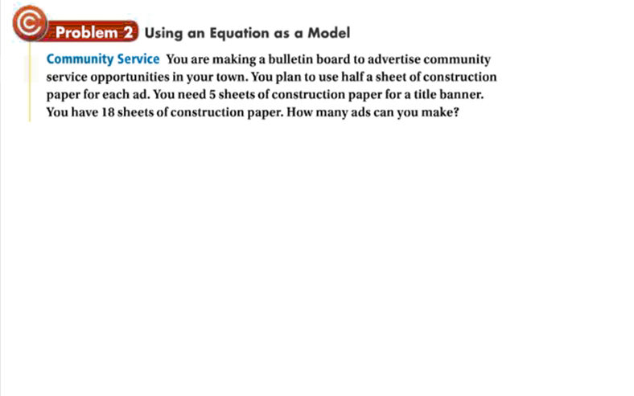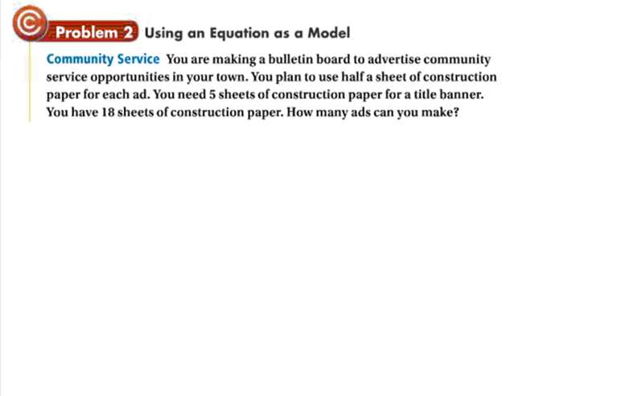So maybe you are big into community service. You plan to use half a sheet of construction paper for each ad. So it's half a sheet per ad. You need 5 sheets of construction paper for the title banner, the big banner. You have 18 sheets total. How many ads can you make?